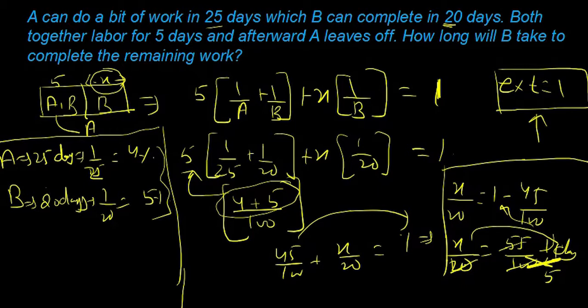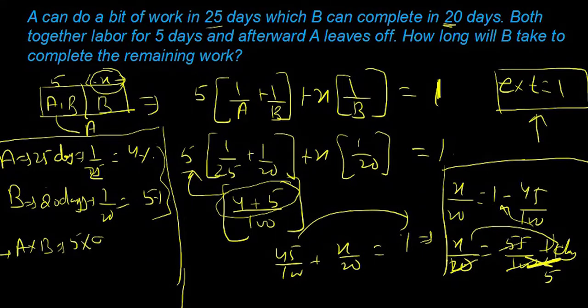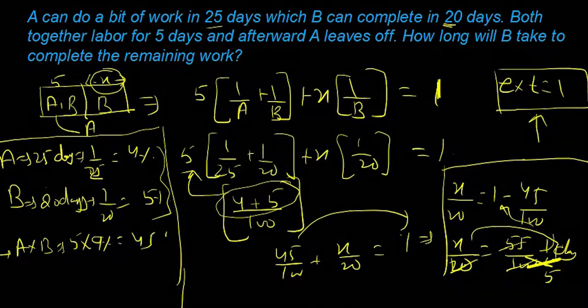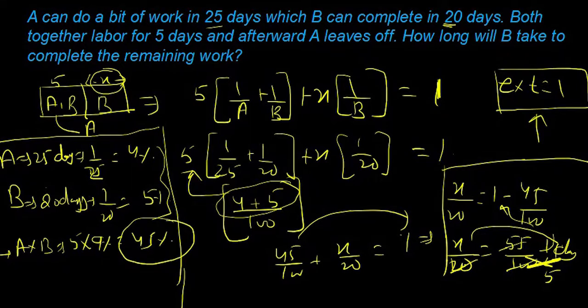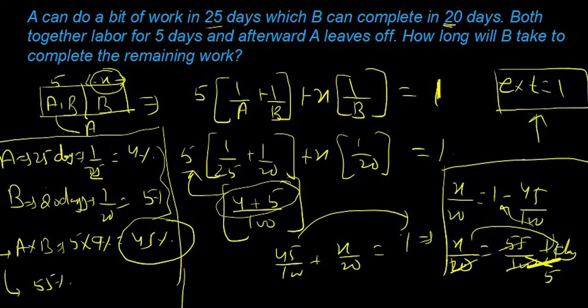9%. They work together for 5 days. So A and B completed 5 days, with total work done being 9% per day. So 45% is done by A and B. Now the remaining work was what? 55%. It should be done by whom? It should be B. And in a single day, what amount of work can B complete? It's 5%. So 5% is done in one day, and 55% we have to do. So how many days are required to complete this? Again, it is going to be 11 days.